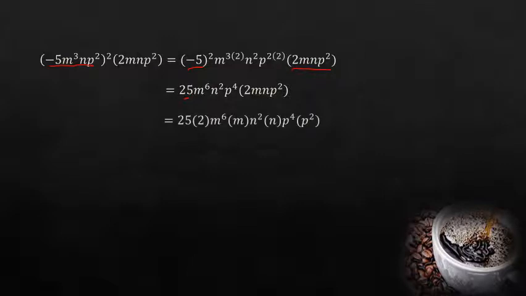At this point, we will now pair up those that have similar bases. Then we would have m to the power 6 times m, n squared times n, p to the power 4 times p squared. So what we get, 25 times 2 is equal to 50. m to the power 6 times m will become m to the power 6 plus 1. N squared times n becomes n to the power 2 plus 1. And then p to the power 4 times p squared will become p to the power 4 plus 2. Further simplifying, we get 50 m to the power 7, n cubed, p to the power 6.